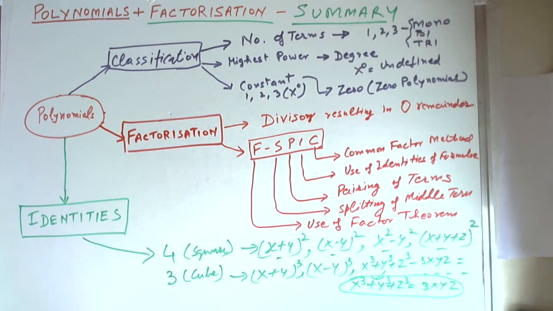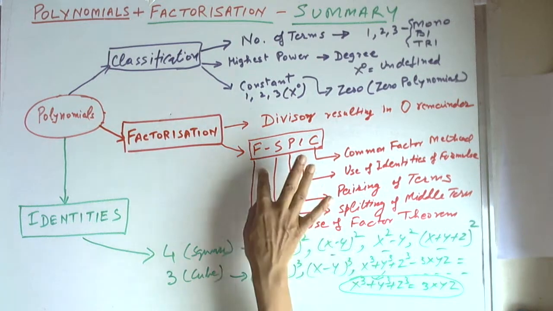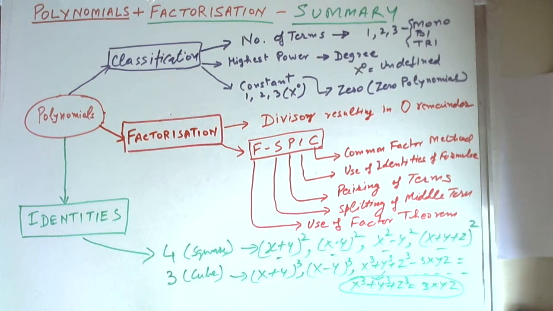So we have 4 identities of the square and 3 identities of the cube, and the third cube identity has an extension under the special condition of x plus y plus z equal to 0, and in many questions this condition is applied. And remember FSPIC, it's easy to remember. So these are the 5 methods for factorization.